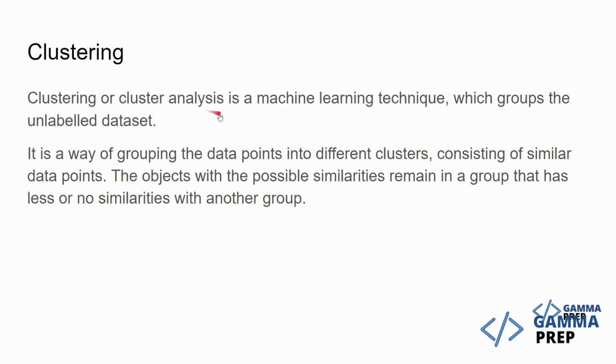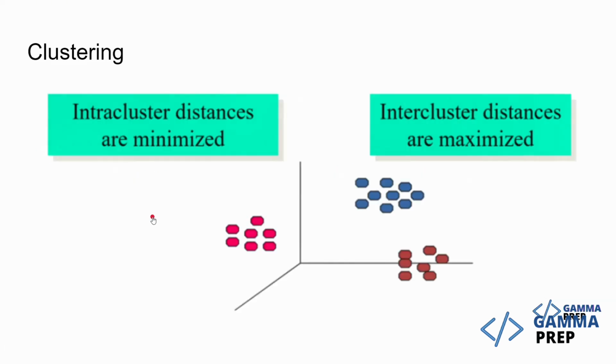So clustering, or cluster analysis, is a machine learning technique which groups unlabeled data sets. That is, we are making groups or clusters. It is a way of grouping the data points into different clusters consisting of similar data points. So basically, similar points will go in one cluster, dissimilar points will go in two different clusters. The objects with the possible similarities remain in the same group, and where there are fewer similarities or no similarities, they go to two different groups.